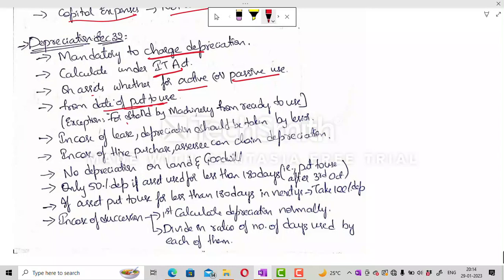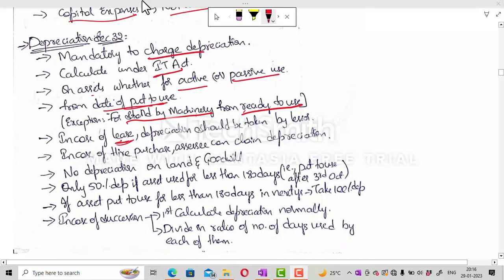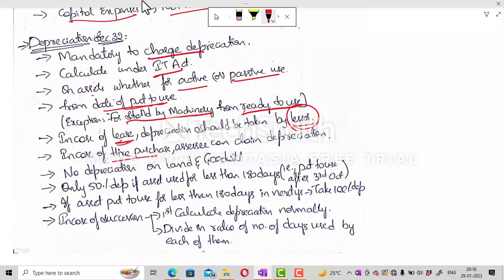But for standby machinery, that spare machinery, for emergency machinery that is ready to use, we can take depreciation on them. In case of lease, the lessor will take the depreciation. Who is the lessor? The person who gives the asset on lease, meaning the owner of the asset, will take the depreciation. In case of hire purchase, the assessee can claim the depreciation.